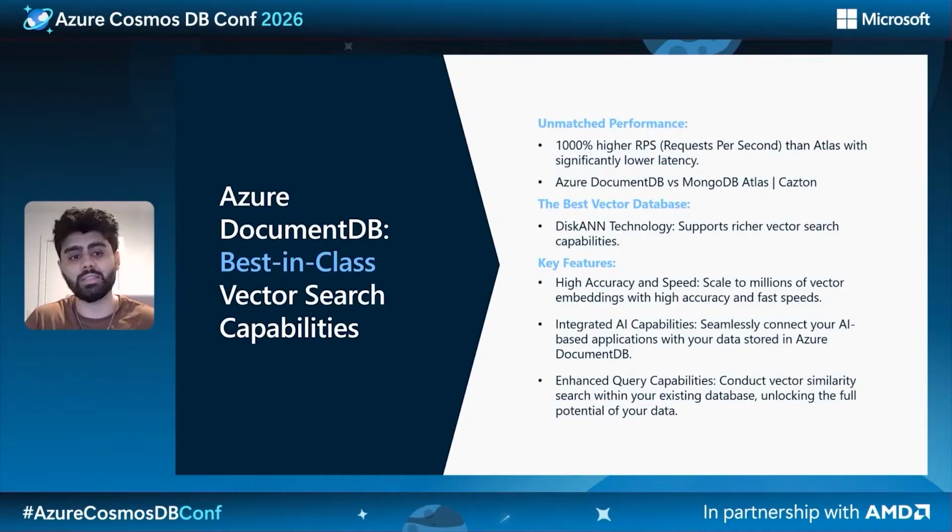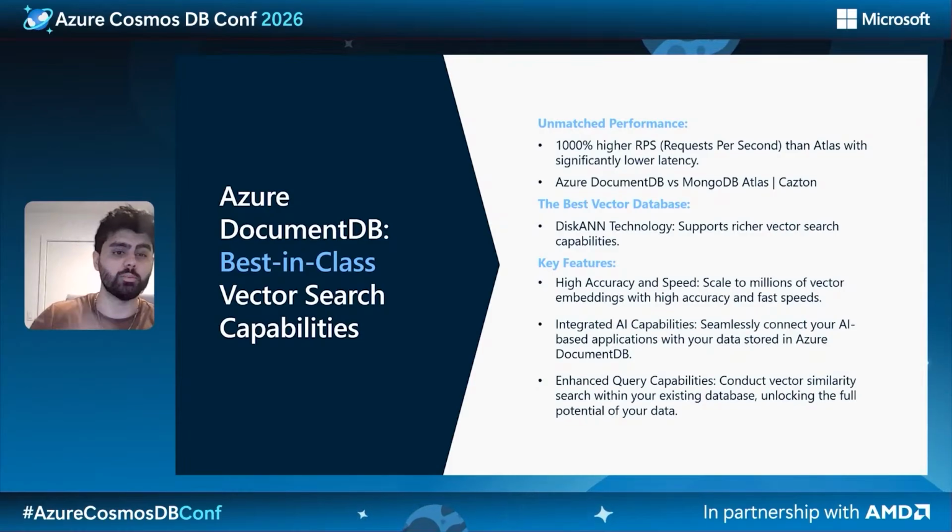We support up to 16,000 dimensions. For context, the largest embedding model that is out there is 4,096 dimensions, but we support up to 16,000. So let's say in the future, OpenAI, Anthropic, or Gemini comes up with their own model which has higher embedding dimensions. We still support that in Azure Document DB. No more thinking about what would happen if. So we are compatible with all the models that are being released in the world today.